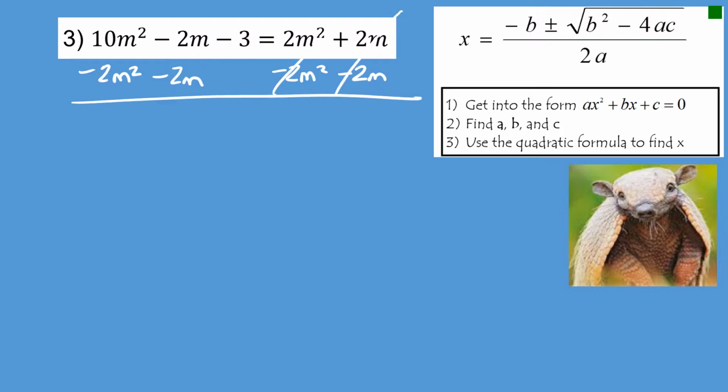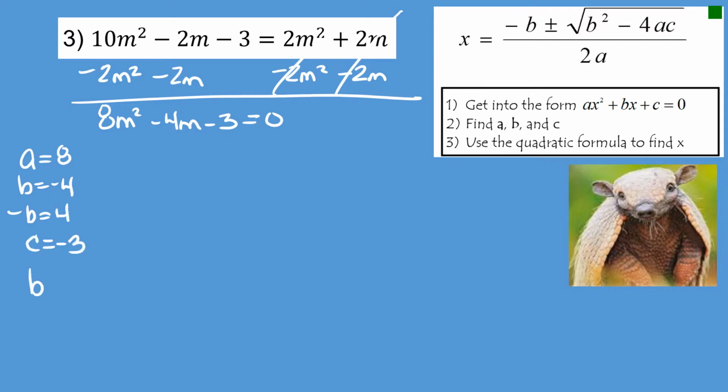These cancel. So we have 8m squared minus 4m minus 3 equals 0. So a is 8. B is negative 4, which means the opposite of B is 4, and C is negative 3. Let's find the discriminant.